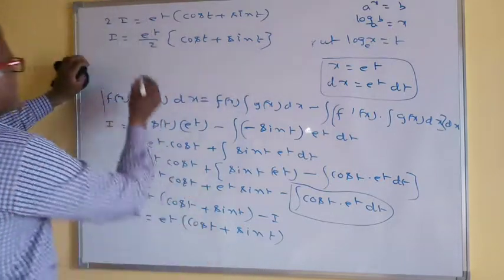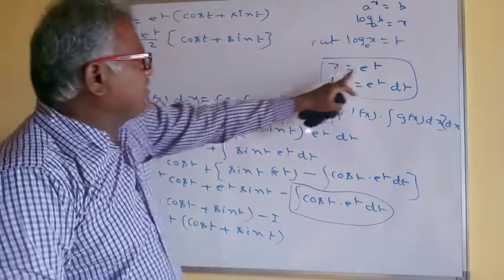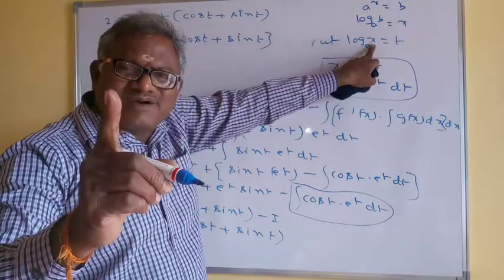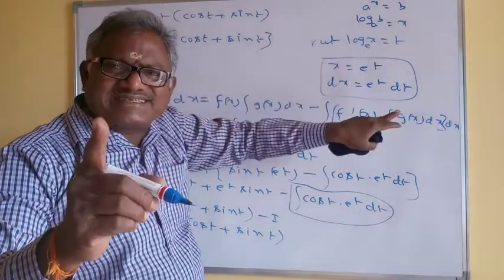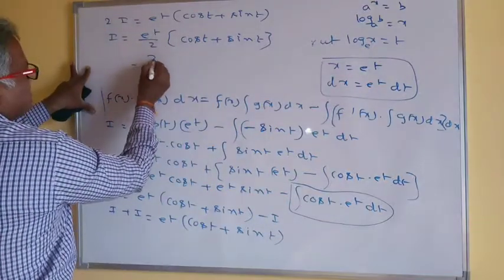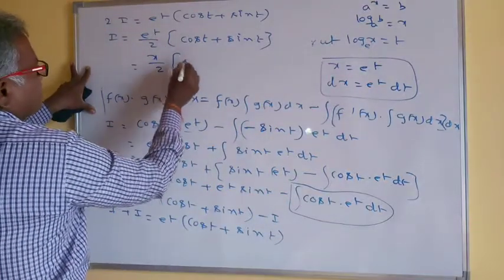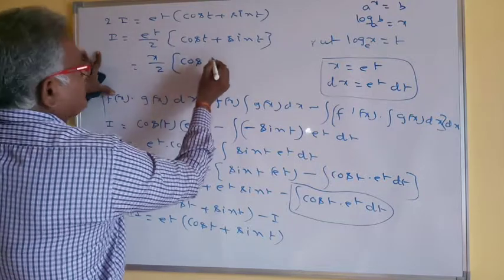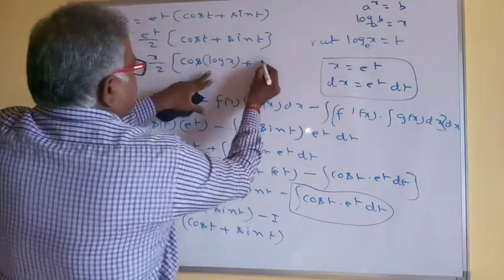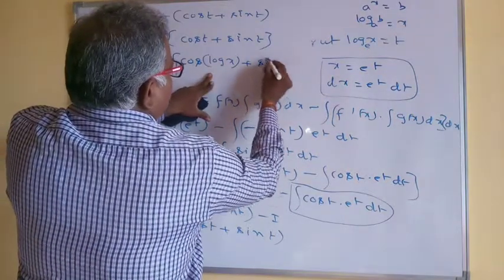Right. Here what about e power t? E power t is nothing but x. T is nothing but log x. Remember, e power t is equal to x, t is equal to log x. So x by 2 into cos of t means log x, t means log x, plus sin of log x.